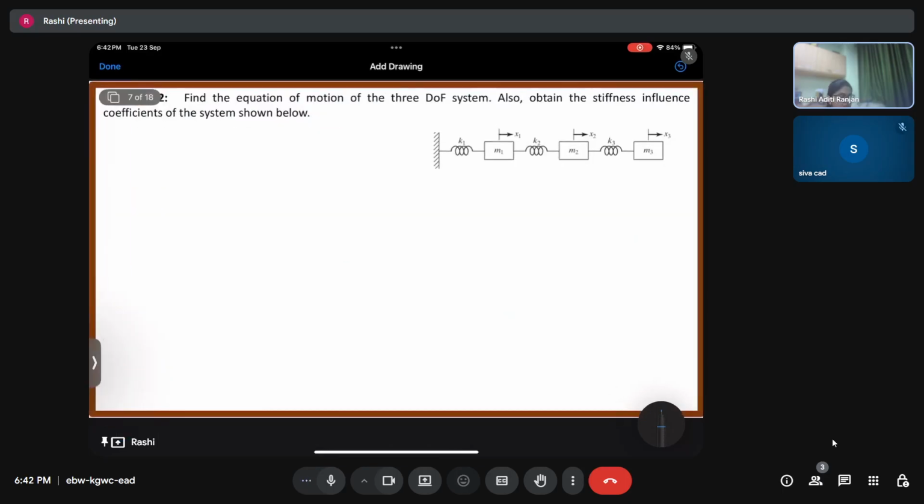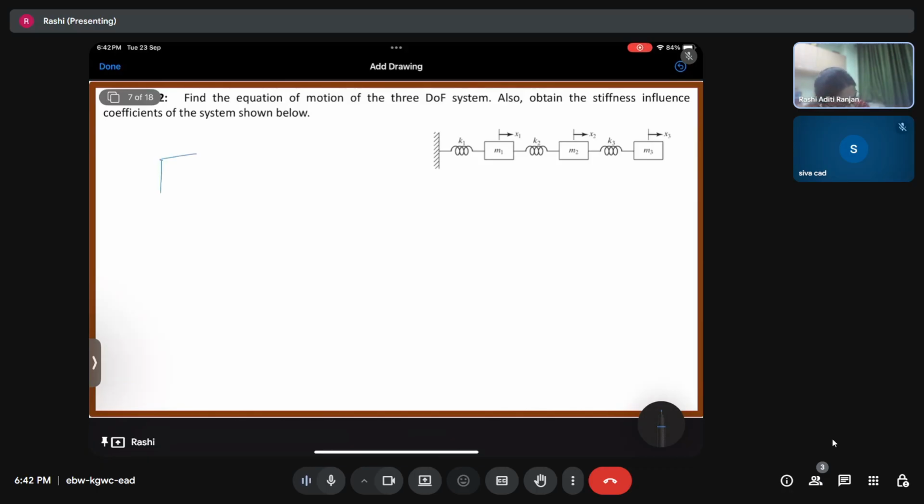Coming on to question number 2, wherein we have to find out the equation of motion of the 3 degree of freedom system and obtain the stiffness influence coefficients of the system shown below. Okay, so earlier we found out the inertia influence parameter. This time we have to find out the stiffness influence parameter. Again, we'll just find out the equation of motion, which is now easy for us, and then we'll compare it with how it is giving us similarity with the stiffness influence coefficients. So finding the equation of motion, we have to do nothing but write the force balance equations.